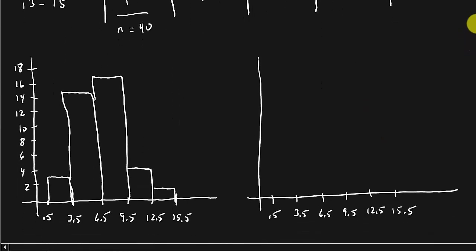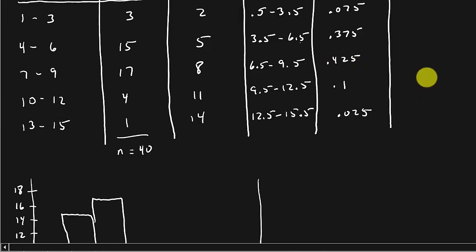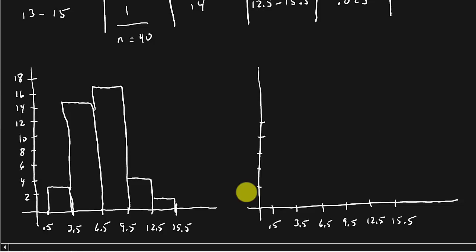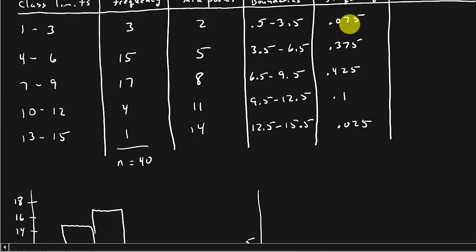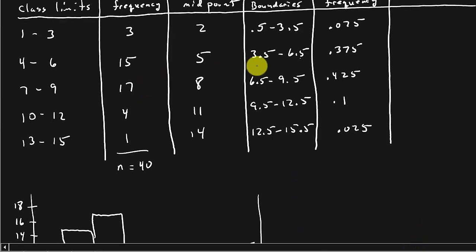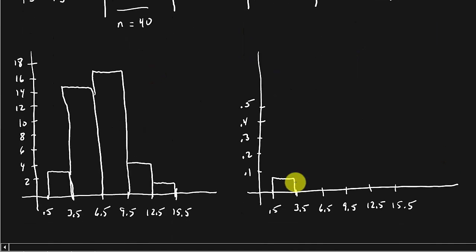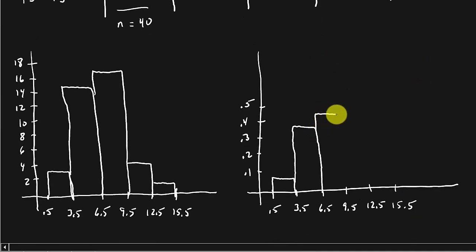The most difficult part would probably be labeling. Let's see, 1, 2, 3, 4. So the highest we have to go is 0.425. And so maybe I'll put another one right here. So I would label this 0.1, 0.2, 0.3, 0.4, 0.5. And so for this one, that's going to be 0.075. So that's below the 0.1. So that's going to go almost up there, but not quite. And then for the 3.5 to 6.5, that's going to go to 0.375. So that's going to go almost up to 0.4. And then for the next one, that's 0.425. So that's going to go a little bit above 0.4.